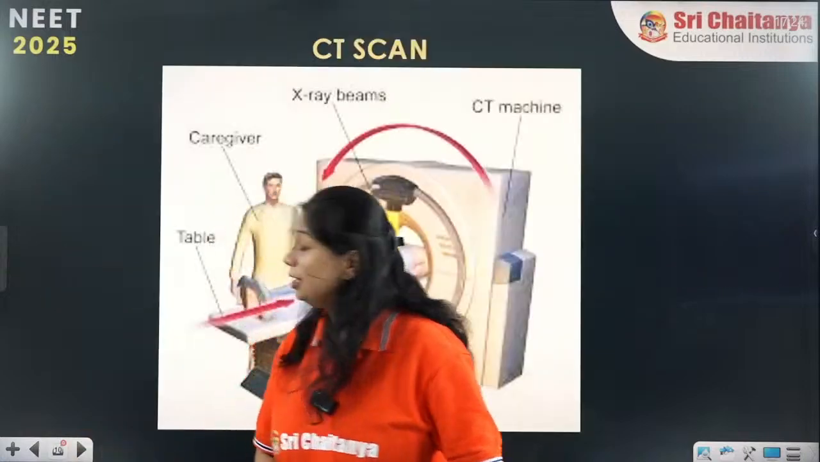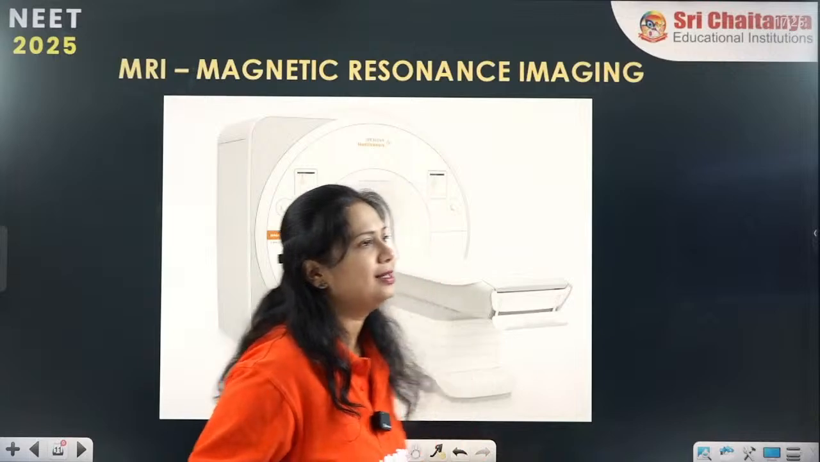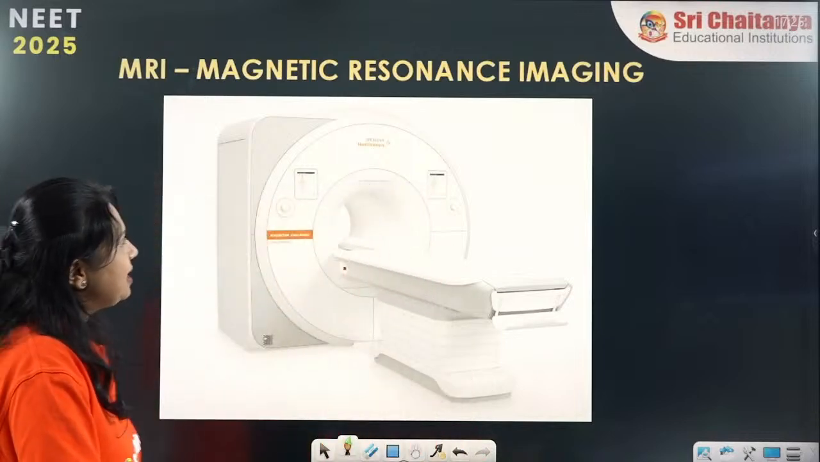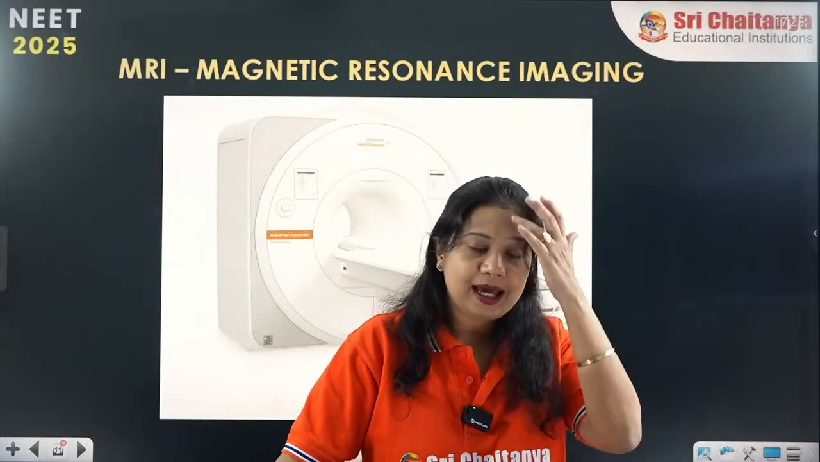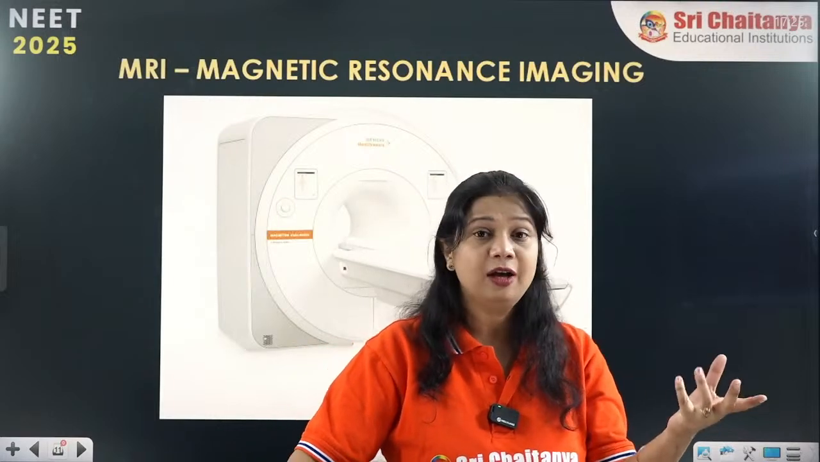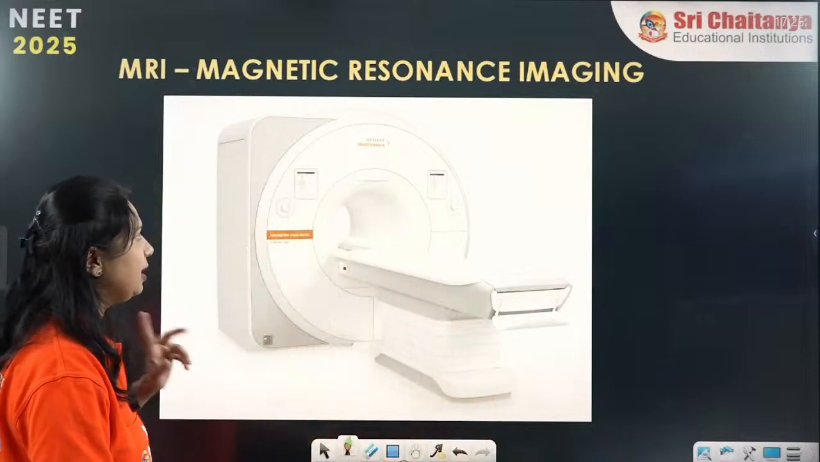Now there is another type of radiodiagnosis, which is called magnetic resonance imaging. I hope you have learnt about the CT scan, because the CT scan and the MRI are as important as you are going to study further for your NEET examination. The health and disease chapter includes the diagnosis of cancer and various other infective agents through the CT scan as well as MRI imaging.